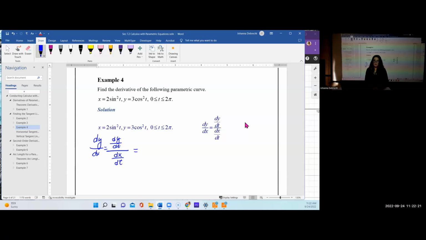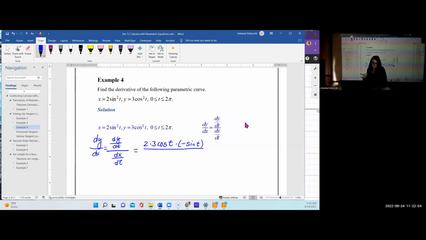So the derivative of y, now we're going to have to invoke the chain rule because we've got cosine of t quantity squared. The 2 is going to come to the front, leave the cosine alone, reduce the power by 1, then take the derivative of the inside. The derivative of cosine gives us negative sine. So this gives us 2 times 3 cosine to the first power of t times the derivative of cosine, which is negative sine of t. That gives us our numerator.